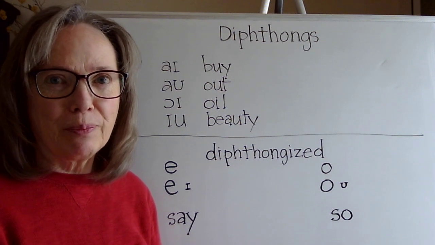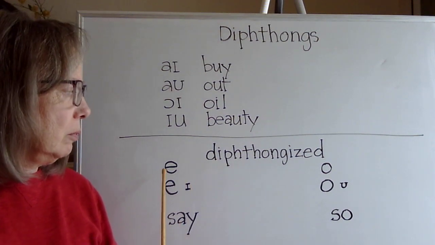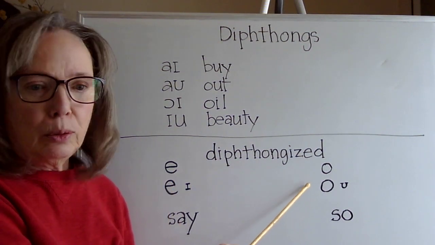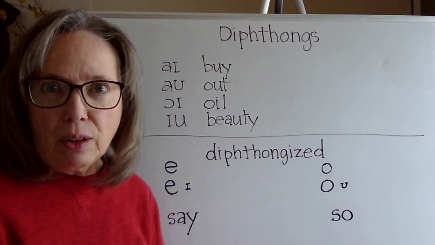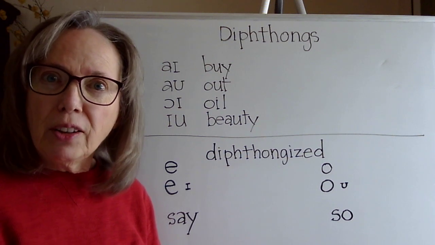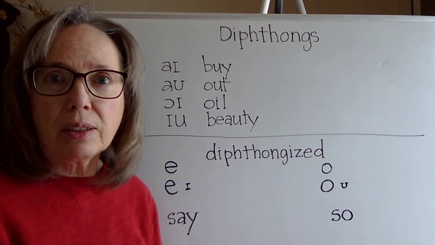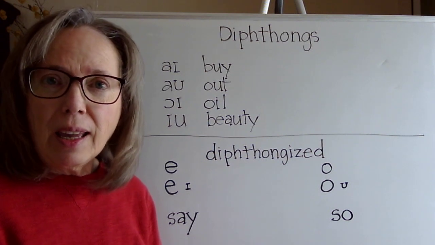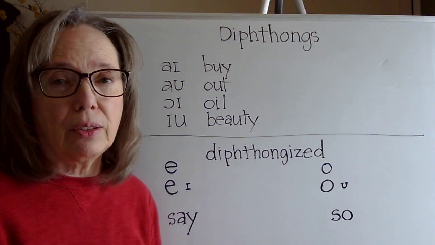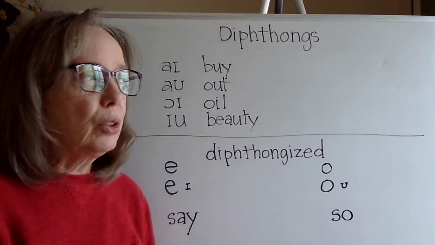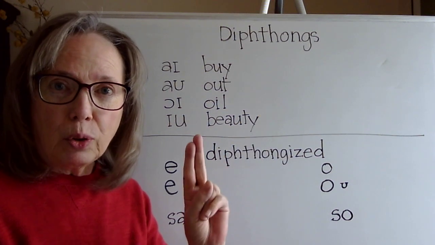Hi viewers, I want to talk about two vowels, A and O, that are different from the other vowels because the other vowels have one sound, a singular sound, and they can be put together with other vowel sounds in a pair to make diphthongs, two vowels working together.